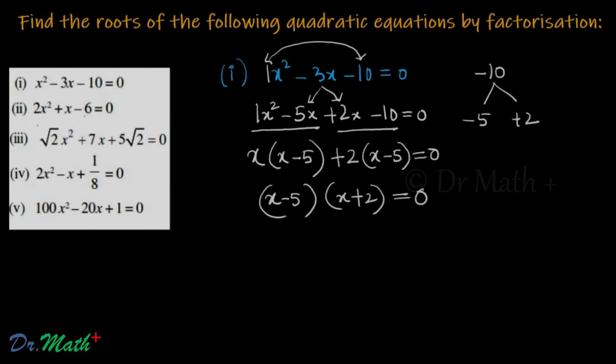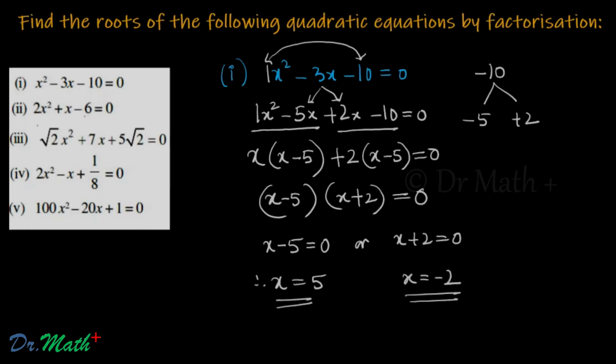And according to null product rule, if product of two numbers is 0 or product of two factors is 0, then each factor must be 0, which implies x minus 5 is 0 or x plus 2 is 0. Therefore, x is plus 5 or x is minus 2. These are the roots of the given quadratic equation, and there are two roots.